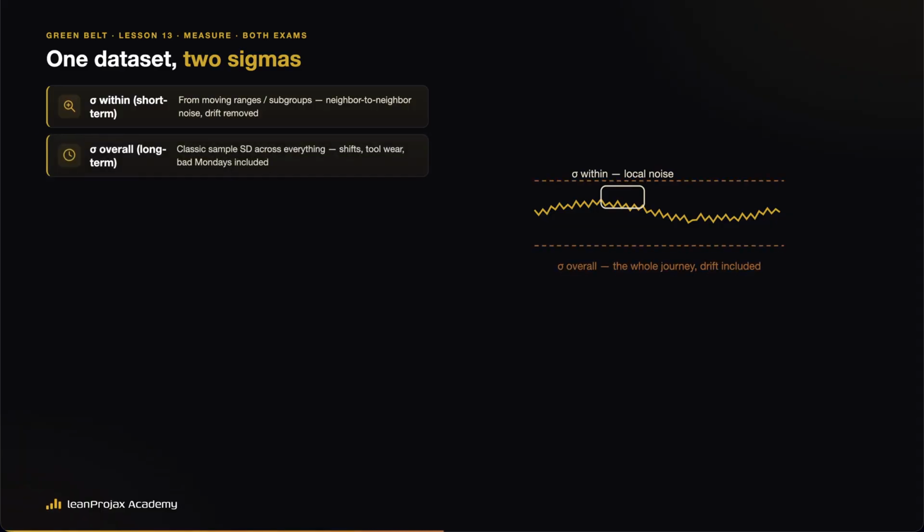Let's untangle it. 1 dataset, 2 spreads. Sigma within, the short-term sigma, is estimated from moving ranges or subgroups. It measures the noise between neighboring points, the process at its purest, as if nothing ever drifted. Sigma overall, the long-term sigma, is the classic sample standard deviation across everything. It includes every shift change, tool wear, batch difference, and bad Monday. Overall is almost always bigger than within, and the gap between them is drift, measured.